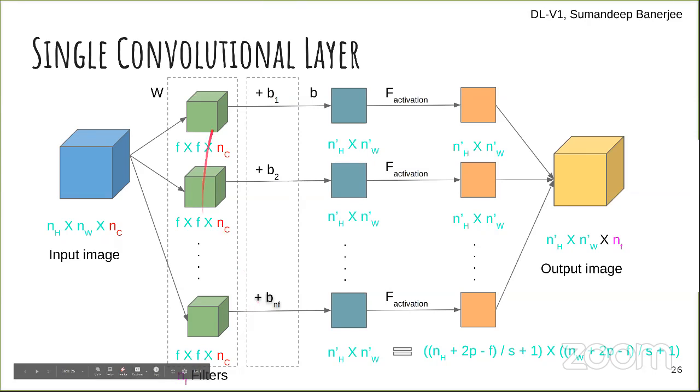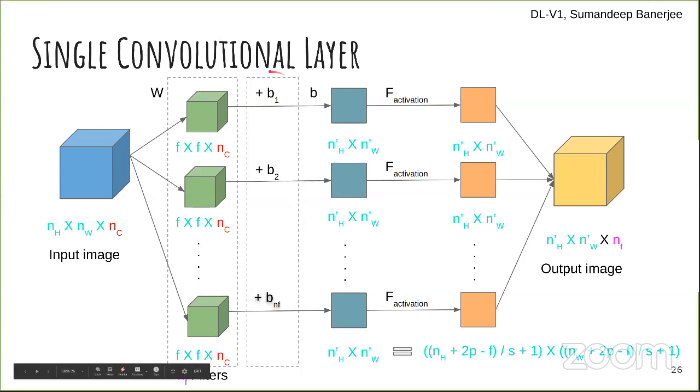Okay, so we have nf number of filters, and we call the coefficients of all of that combined W, which is the weight matrix. So these are all different values. So nf filters. Each filter contains unique f into f into nc number of values. So the total number of coefficients in this layer is nf into f into f into nc.